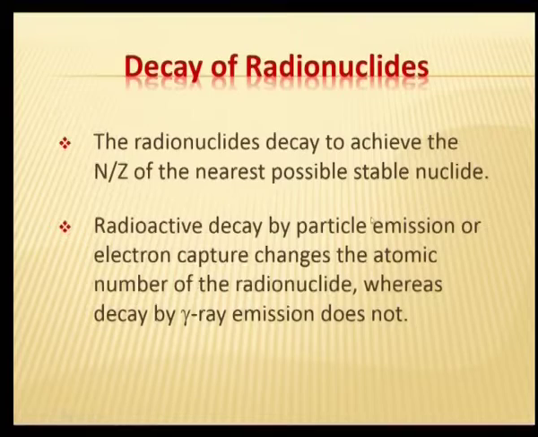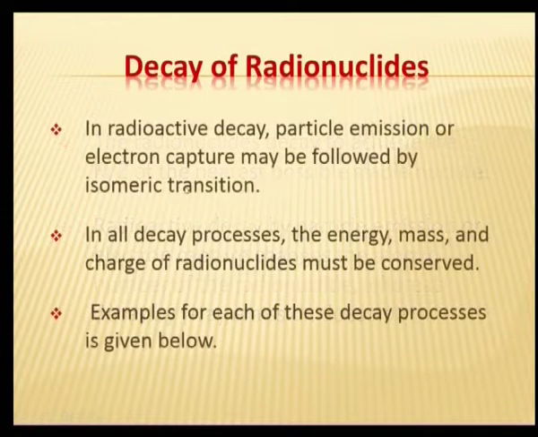We will be talking about very many radioactive series. The atoms which are radioactive will decay. We will be talking about half-life period and so on, and finally they emit alpha, beta, gamma, and all kinds of radiations until they go from the unstable state to a stable state. Lead is stable. Radioactive decay by particle emission or electron capture changes the atomic number of the radionuclide, whereas decay by gamma emission does not. In radioactive decay, particle emission or electron capture may be followed by isomeric transition.